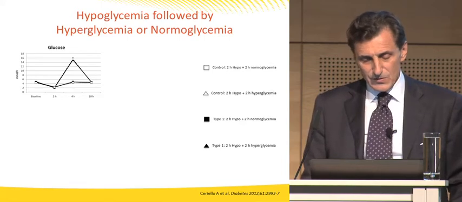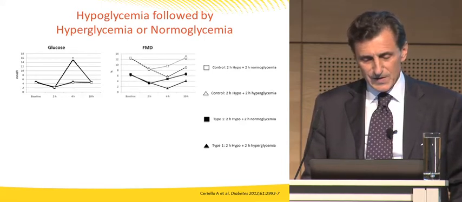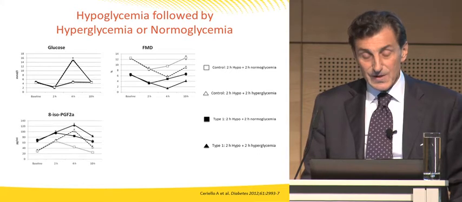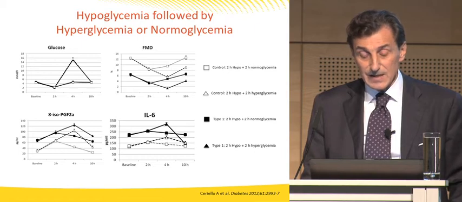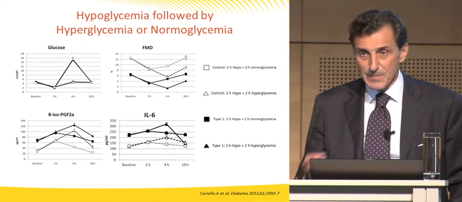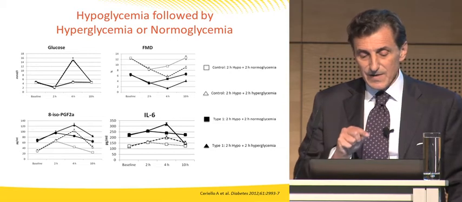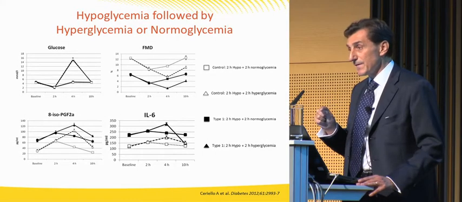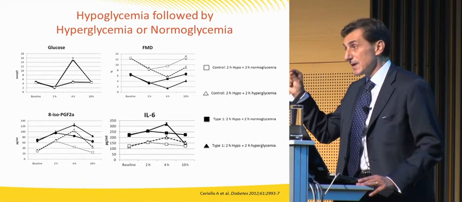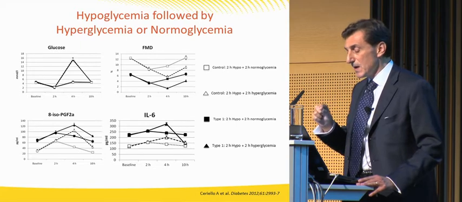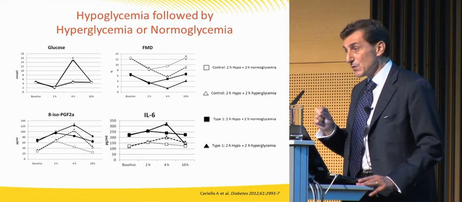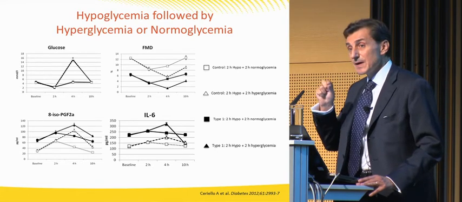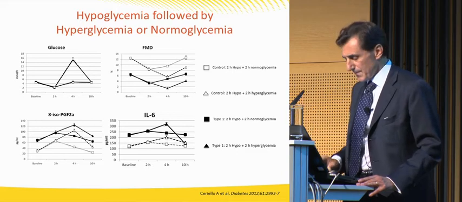What Antonio demonstrated in this paper is that flow-mediated dilation, production of prostaglandin F2a, and interleukin 6 were altered by hypoglycemia, and these values became much worse if after a hypoglycemia the patient goes to hyperglycemia. And these values remained altered after 6 hours, whereas they improved if after the hypoglycemia they were on normal glycemia.